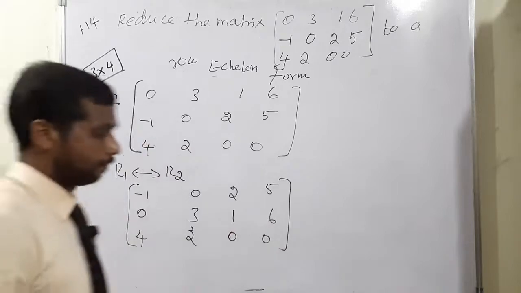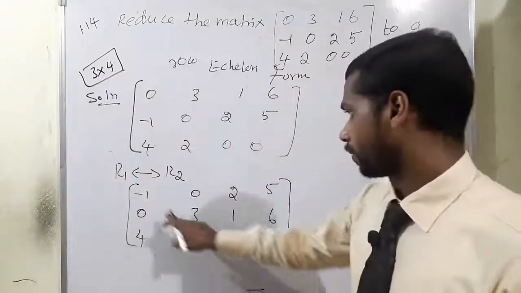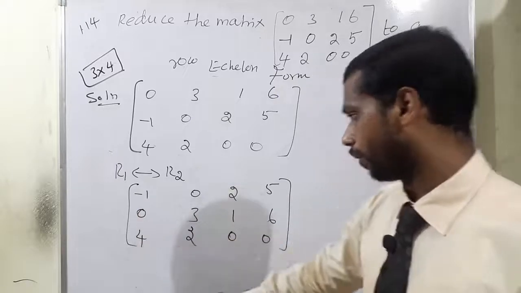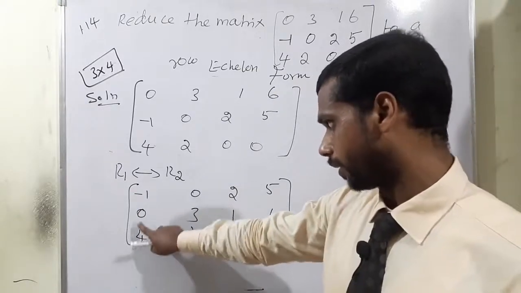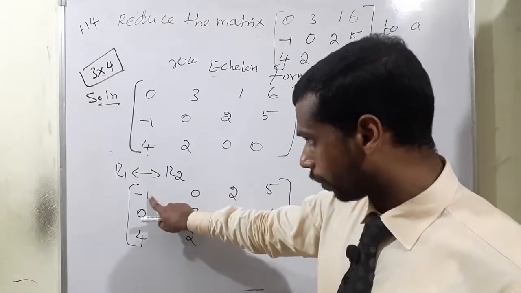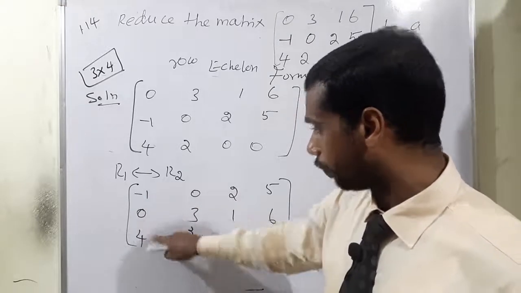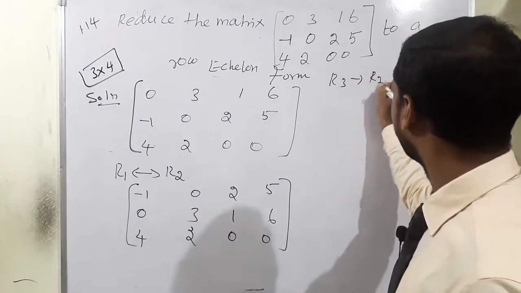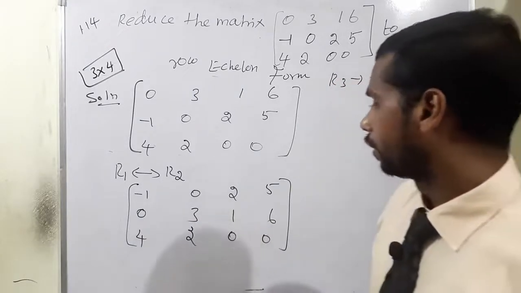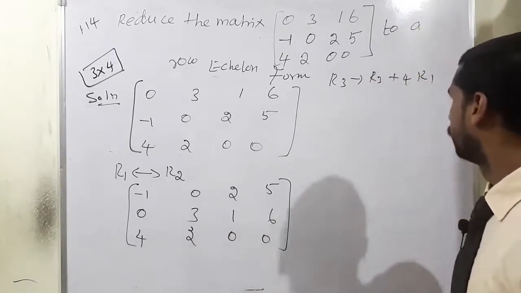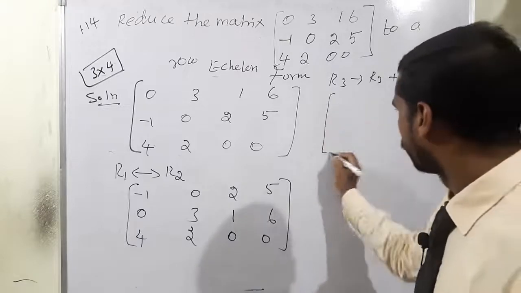So next term, now starting the non-zero digit, minus 1, under the term we have to show value will be 0. But in the third row only 4 is there, and in the second row already 0 is there. Comparing 4 with R1, definitely the minus sign is there, so what we have to do? R3 gives R3 plus 4 into R1.